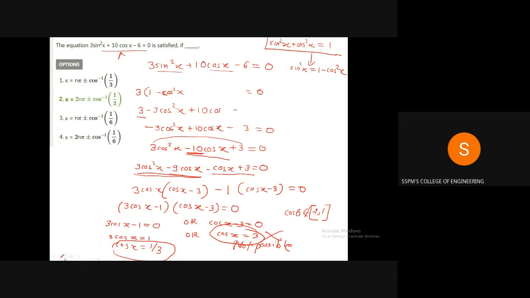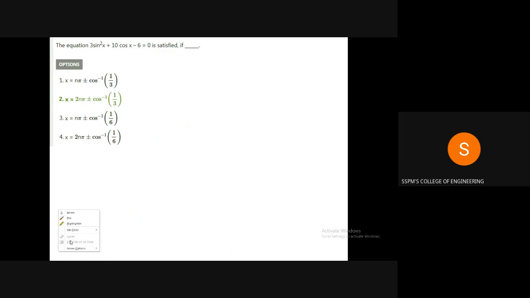So cos x is equal to 1 by 3. I will erase everything here. What was the last term? Cos x is equal to 1 by 3 again. So what can we write? x is equal to what? It is 2n pi, as similarly in the last example. Cos x is also a periodic function. So 2n pi plus minus cos inverse 1 by 3.